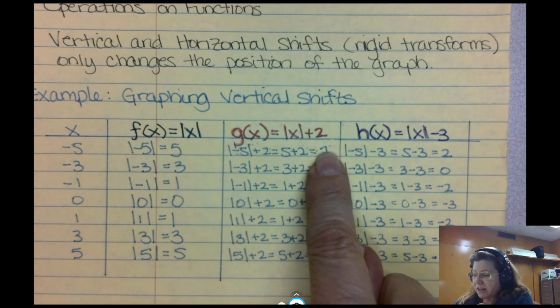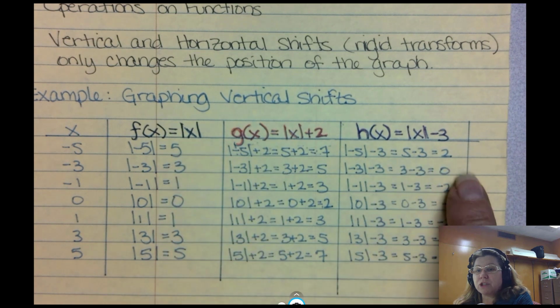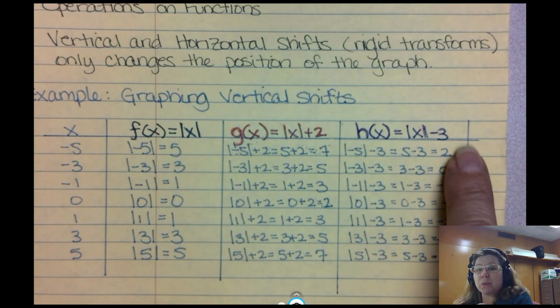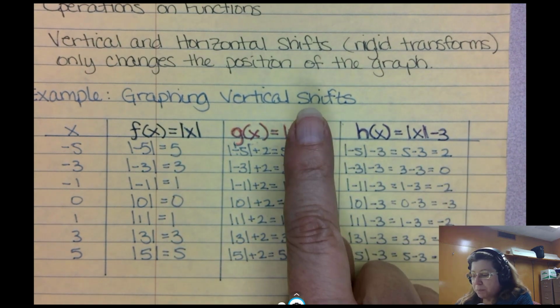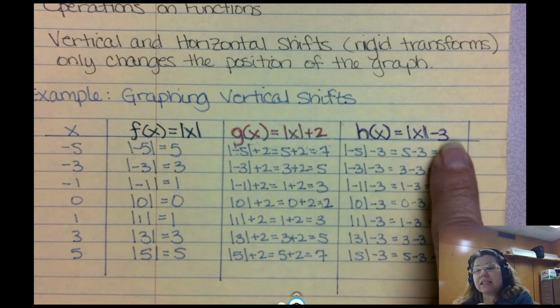Now, if you see, from a 5 to a 7, we went up 2. A 5 to a 2, we went down 3. So anytime we have a plus 2 out here, it's going to be a shift up, and anything that's a negative is going to be a shift down.